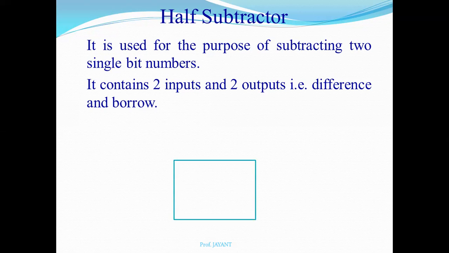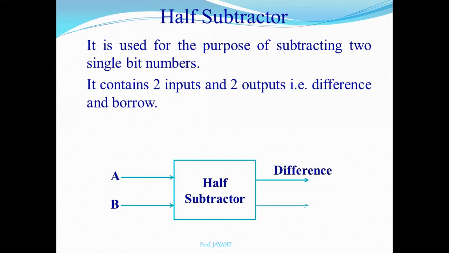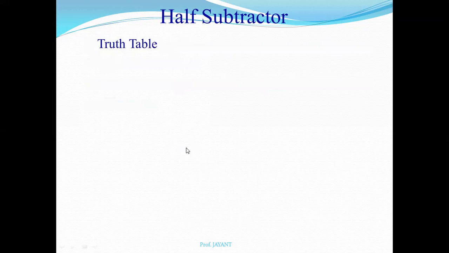So see the block diagram for the half subtractor. A and B are the two inputs, and the outputs are a difference and a borrow. This is your block diagram for a half subtractor. Now the truth table for the half subtractor is again two variables A and B, and after subtracting A minus B, we get a difference and borrow.